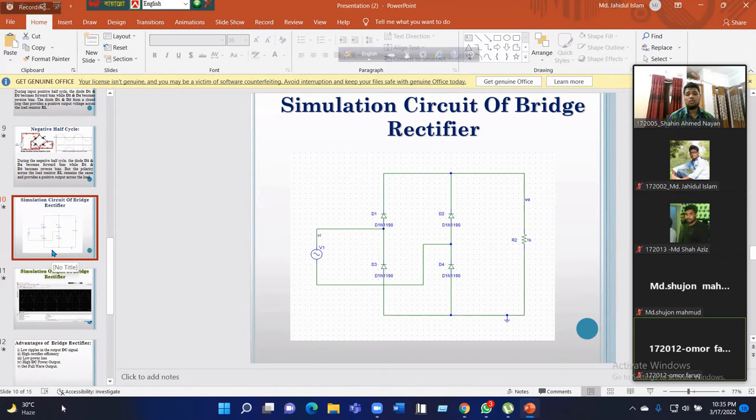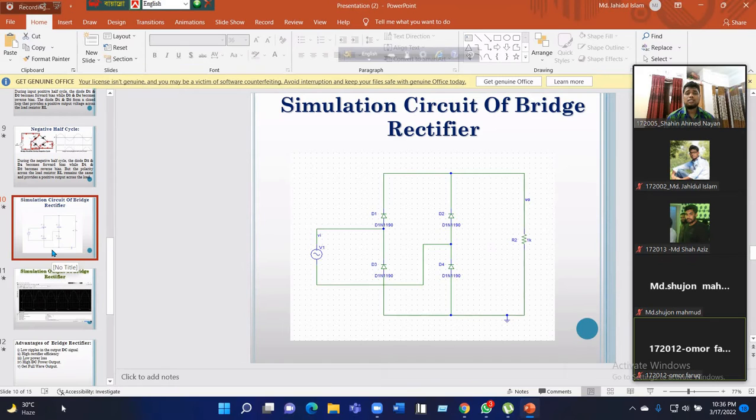This supply has V offset of 0, VDC 0, V amplitude equal to 10 volts and frequency equal to 1k hertz, and we use 4 diodes D1, D2, D3 and D4, and one load resistor with this name R2, with value 1k.